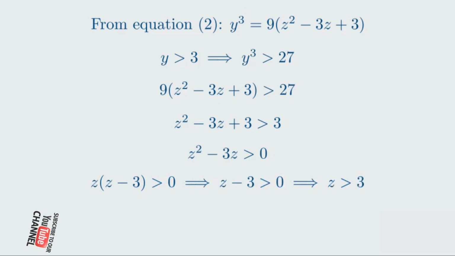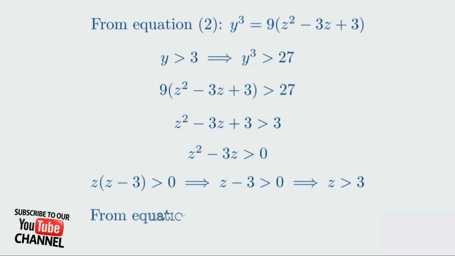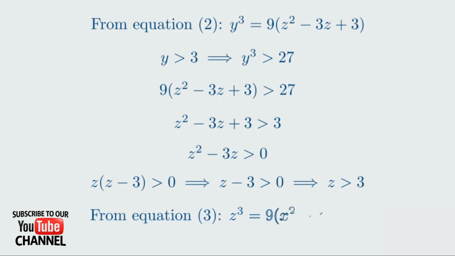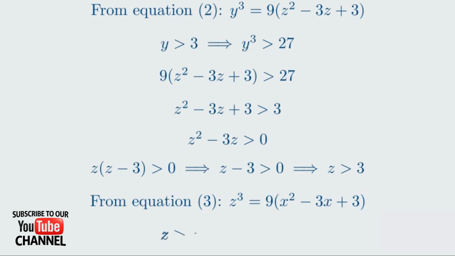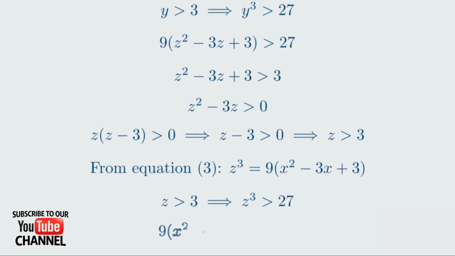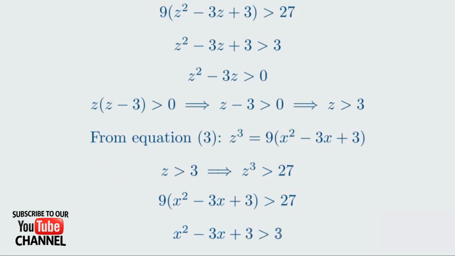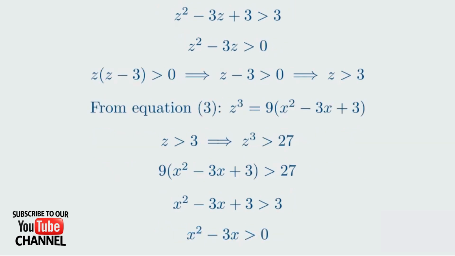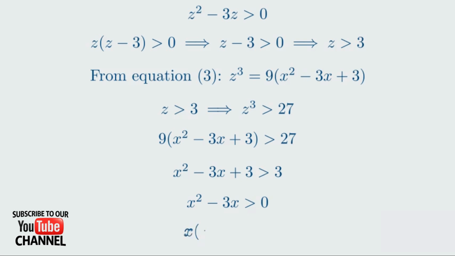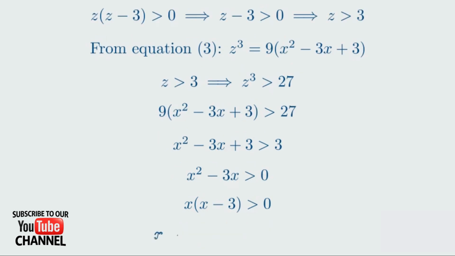Let's take this one step further. What does z is greater than 3 tell us about x? Using the third equation, we have z cubed equals 9 times the x expression. Since z is greater than 3, z cubed is greater than 27, which means 9 times the x expression is greater than 27. Dividing by 9 gives x squared minus 3x plus 3 is greater than 3, which simplifies to x squared minus 3x is greater than 0. Factoring this gives x times (x minus 3) is greater than 0. Again, since x is positive, we must have x minus 3 greater than 0, which means x is greater than 3. So we started with the assumption x is greater than 3, and we concluded x is greater than 3.